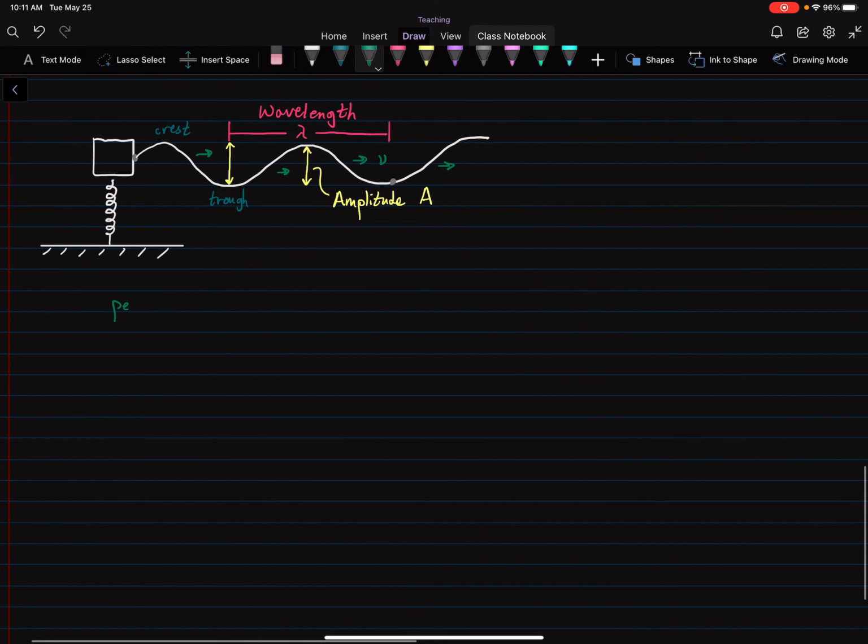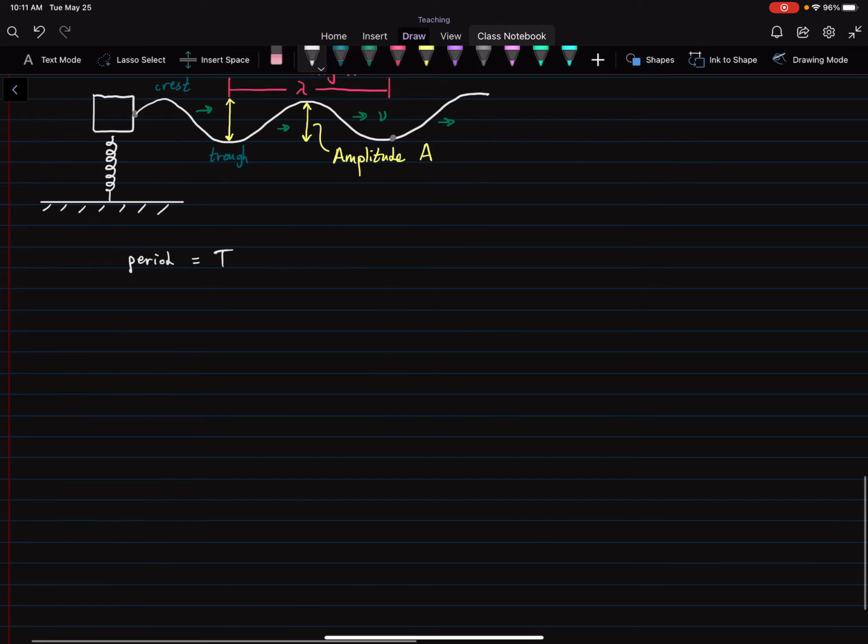So period is T. If we were to draw up a relationship between those quantities, we'd say the wave speed is equal to a distance of one wavelength per period. Or, since period is the inverse of frequency, we can say v equals lambda times f.